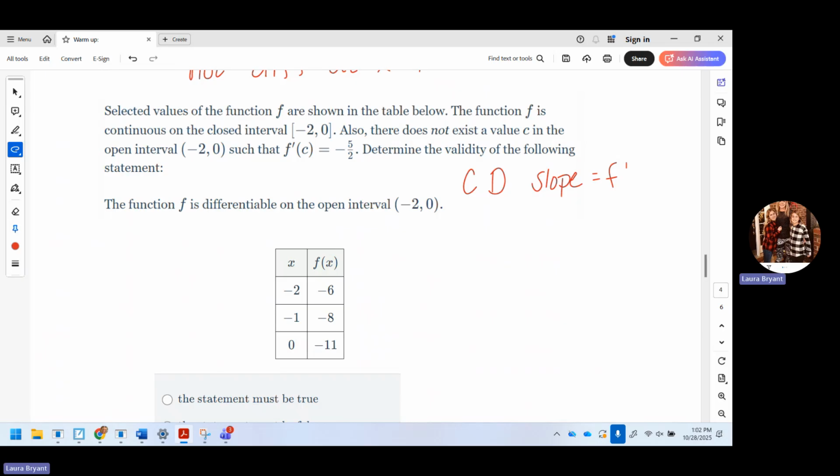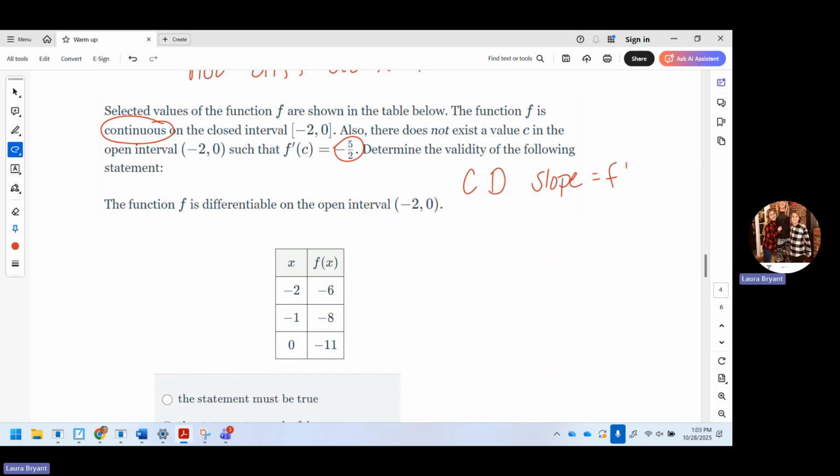Selected values of the function f are shown in the table. The function is continuous, so that's important. Now I don't see anything about the word differentiable, so all I have right now is continuous. Then I'm going to look at the table. I'm going to pause and read this paragraph for a second. I'm going to see if I can come up with a slope of -5/2 anywhere.